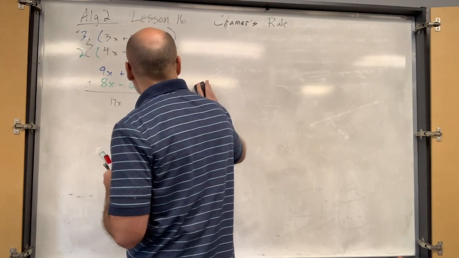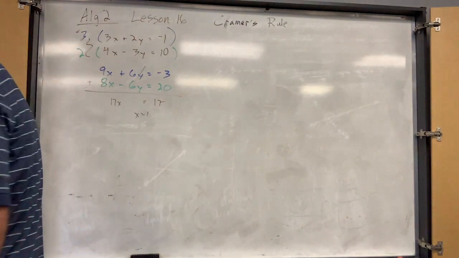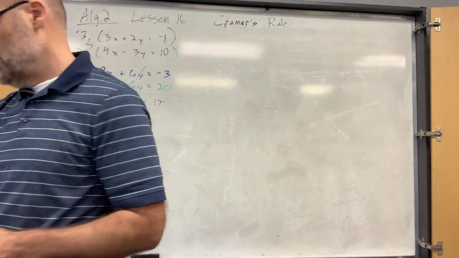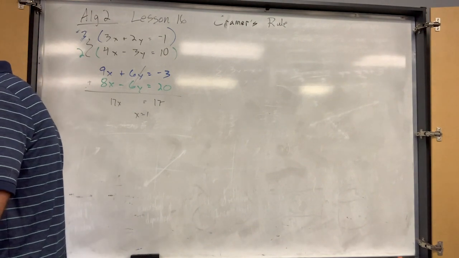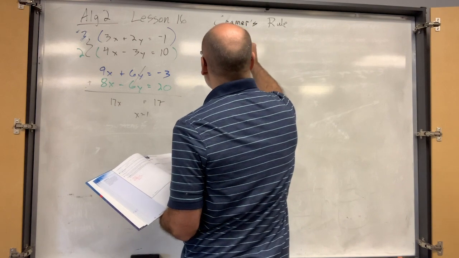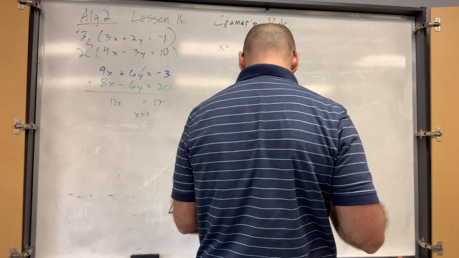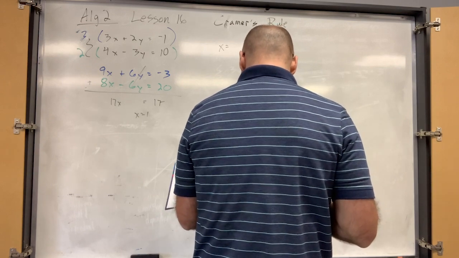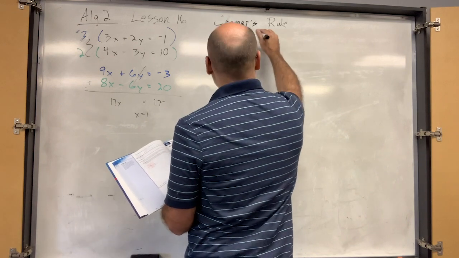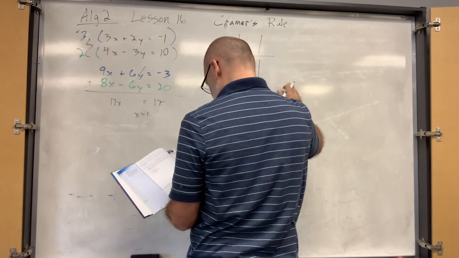Now Cramer's rule is very similar to that. So let me show you Cramer's rule, and I'm going to use these numbers first in order to demonstrate it. You can find x right away by doing this math. So x equals the determinant of this matrix over the determinant of this matrix.